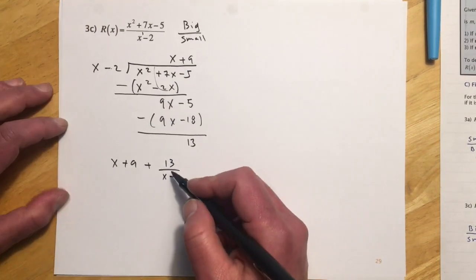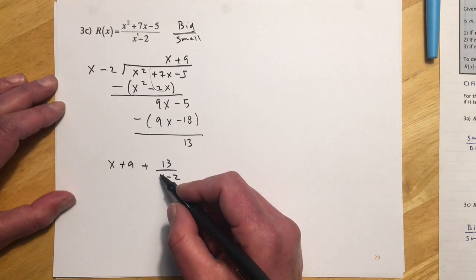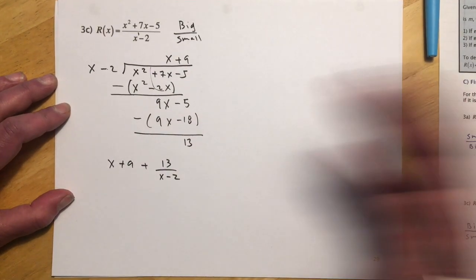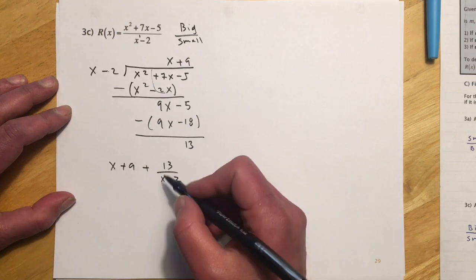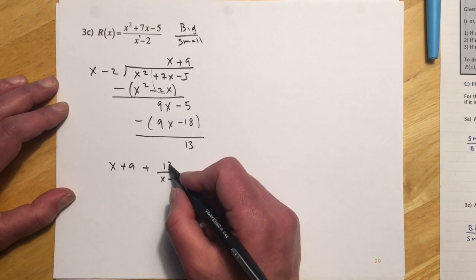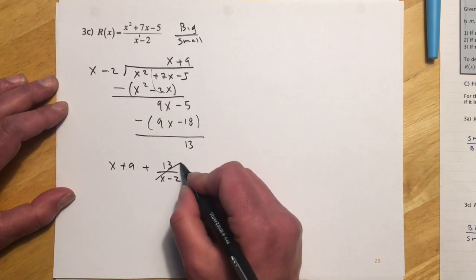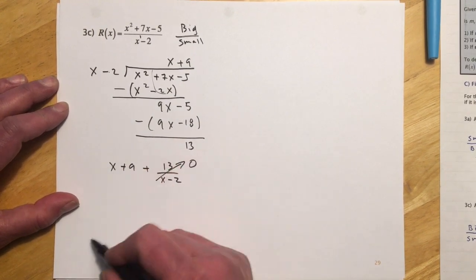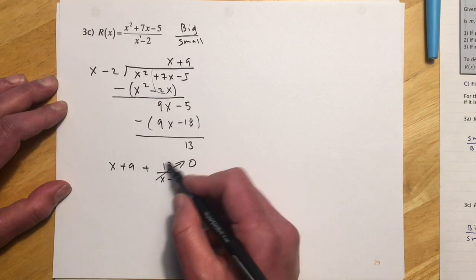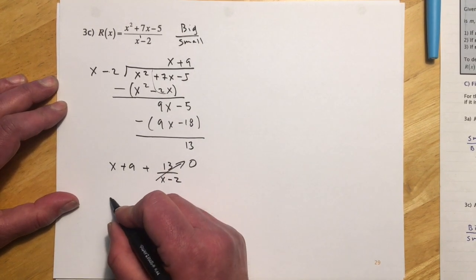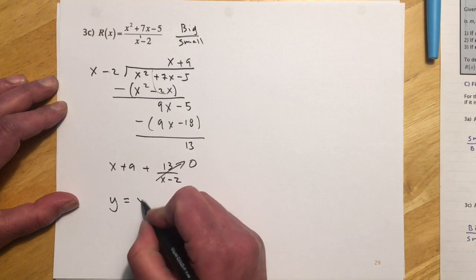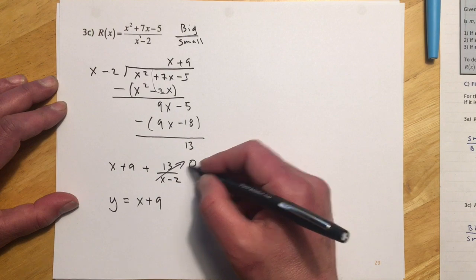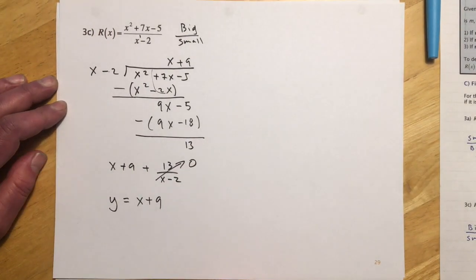So the reason the remainder doesn't matter is because if I let x get very, very large, like if we're going to infinity, or very, very small going to negative infinity, 13 divided by a million is pretty much 0. So for long-term behavior of this thing, it's going to approach x plus 9 because this piece goes to 0. And so our oblique asymptote is going to be y equals x plus 9. So it'd be a line with a slope of 1 starting at 9 up there and continuing to infinity.